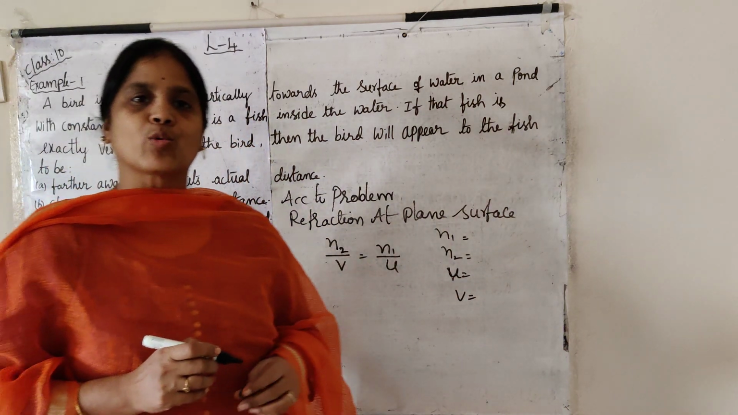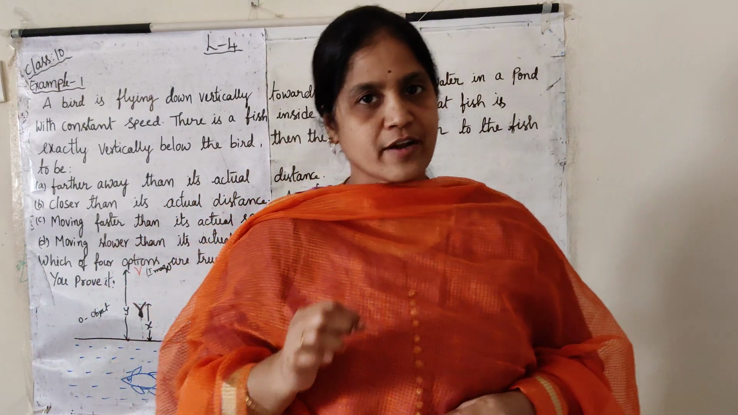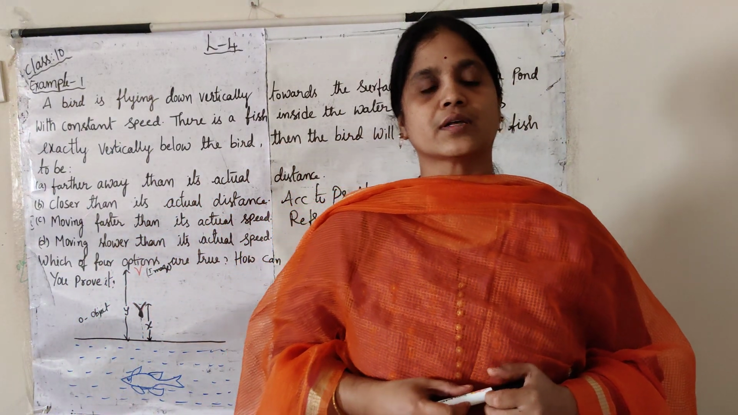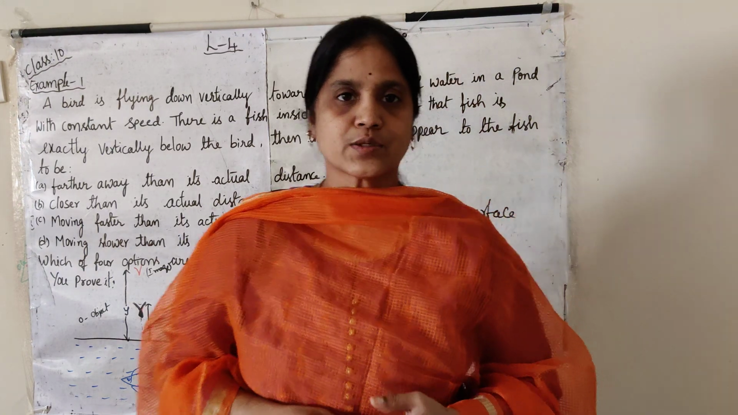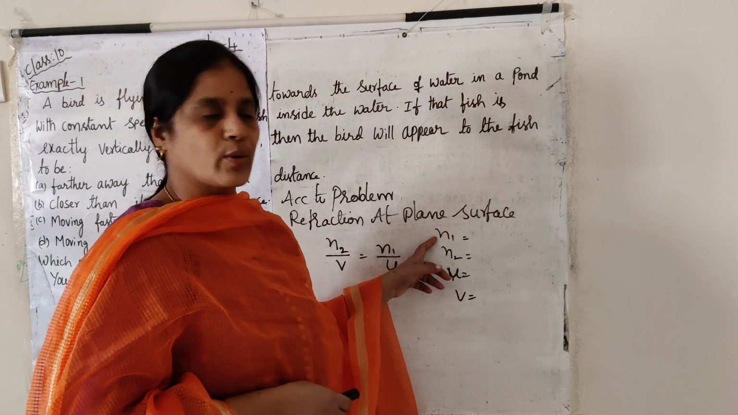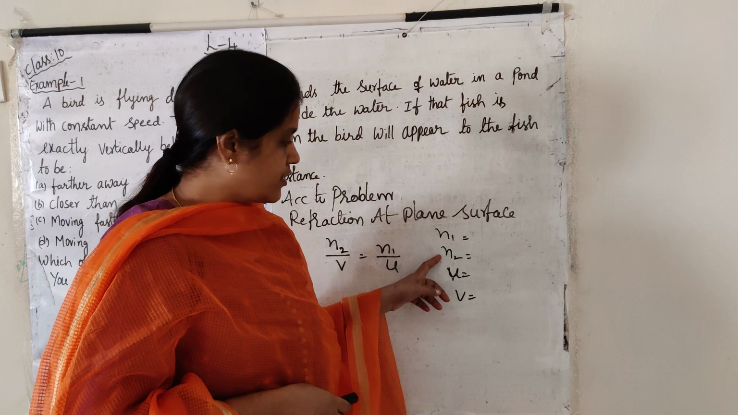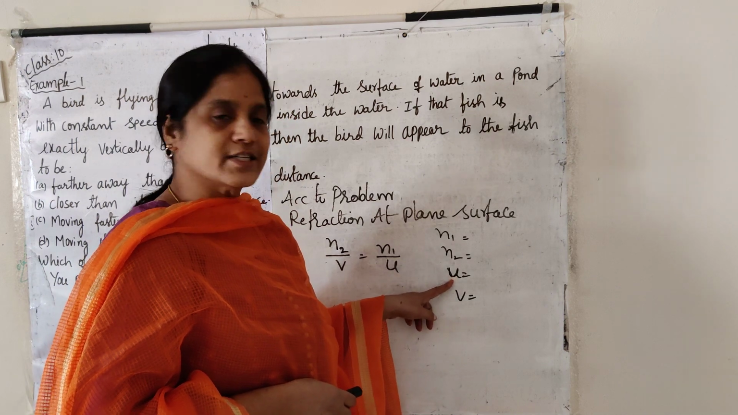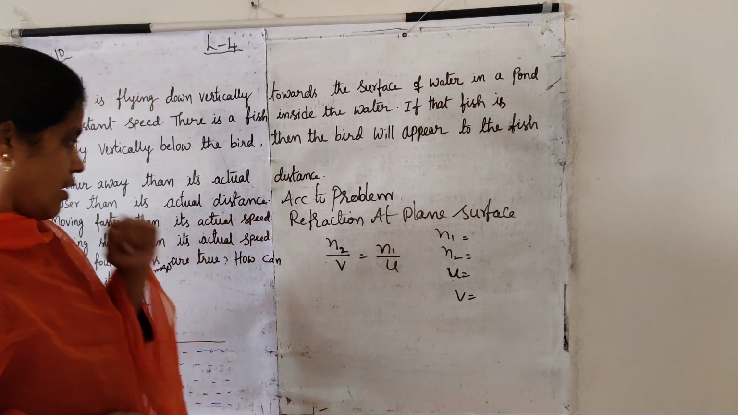Actually, refractive index. What is refractive index? The speed of light we are comparing with the speed of light in vacuum. So that is known as the refractive index. So n1 is the refractive index of the first medium, n2 is the refractive index of the second medium. u is the object distance and v is always the image distance.